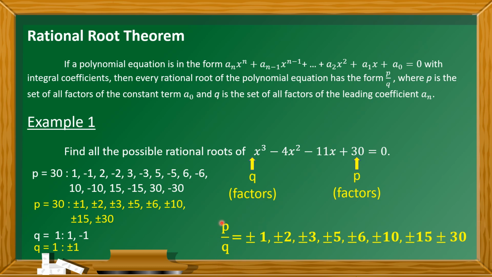Itong list na to, ito ang ating magiging possible rational roots ng ating polynomial equation. So take note, we have positive and negative 1, positive and negative 2, positive and negative 3, positive and negative 5, positive and negative 6, positive and negative 10, positive and negative 15, positive and negative 30.